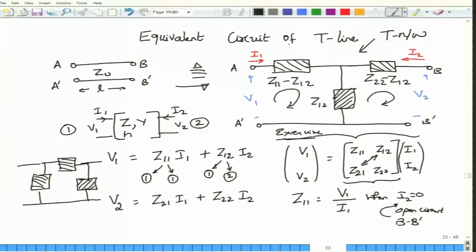This is just to show that you can represent these numbers in any form that you want as long as you are satisfying the original relationships of V, Z and I. Okay, how do I find out these individual numbers Z11, Z12? Again, I do not have to find Z21 because the transmission line is exactly symmetrical. I can turn around B to A, B' to A', and nothing will happen to the behavior of this transmission line. So, what I have to find out are only 3 parameters, Z11, Z12 and Z22. Let us see how to find out.